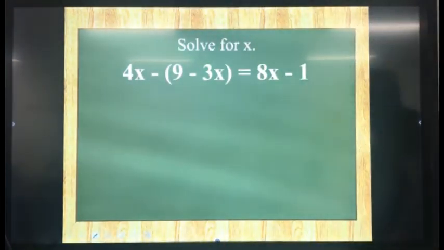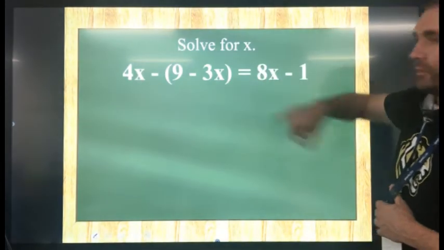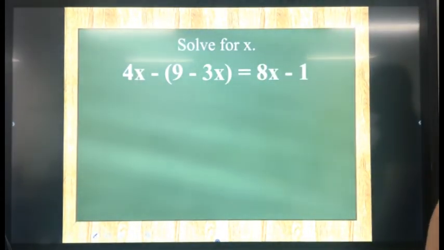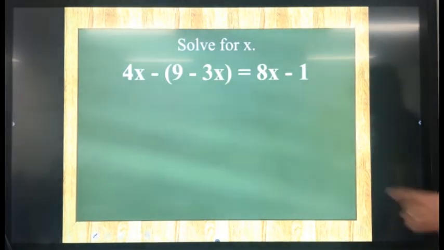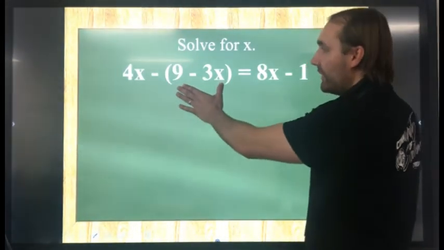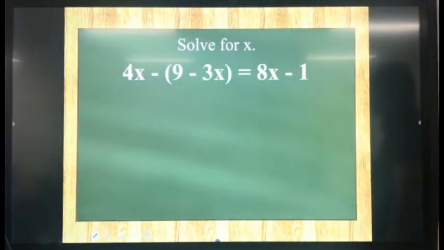Here I have 4x minus 9 minus 3x equals 8x minus 1. As you solve for this, like you did yesterday, you simplified, but now we have an equal sign. We want to solve for x. So what's the first thing I should do? Parentheses? Order of operations. There's no like terms in parentheses, so no parentheses here.